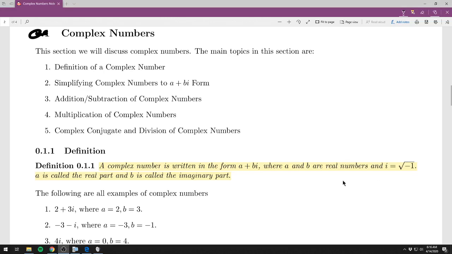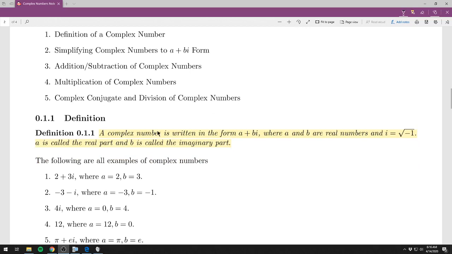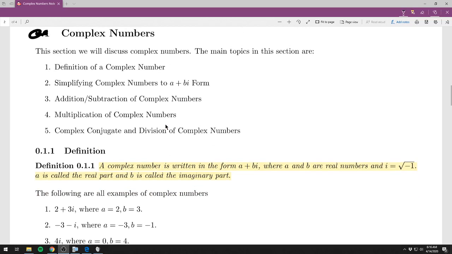This video will be going over complex numbers, which is section 3.1, the very first section we do in this class. For a lot of you, this might be mostly a review, but just as a reminder, what we'll be talking about is what a complex number is, so what is i, pretty much simplifying complex numbers.